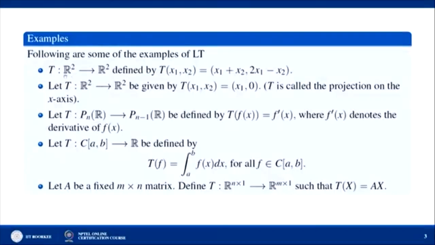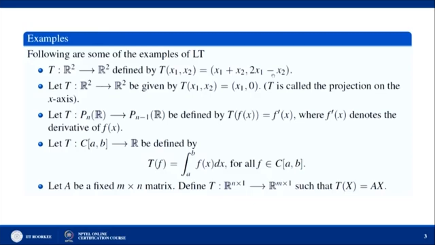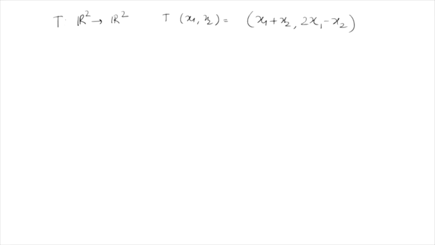Now let us discuss a few examples of linear transformation. The first example: we consider T from the vector space R2 to the vector space R2, defined by T of x1, x2 as x1 plus x2, 2x1 minus x2. Suppose you want to show that this is a linear map from R2 to R2. How can we proceed for this?